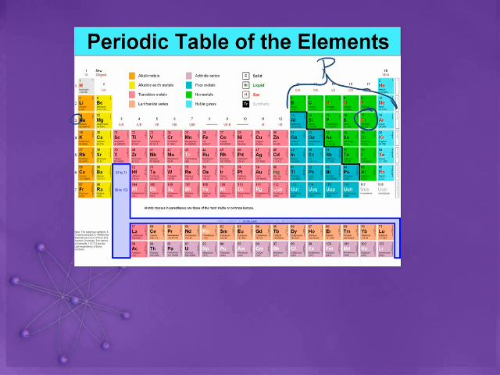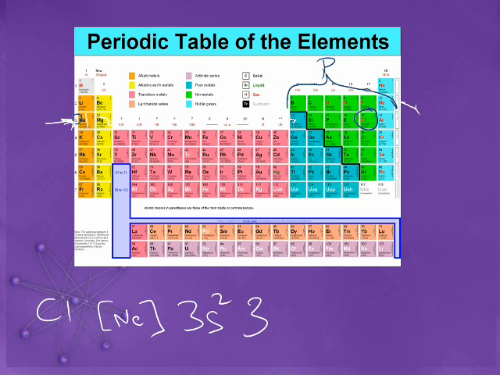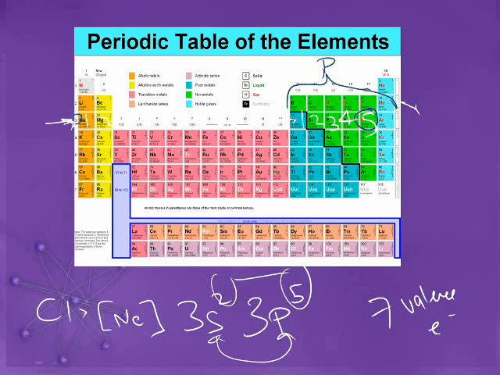Chlorine is atomic number 17. It's in the P block, and then it's in row 3. So the previous noble gas is neon. Now we have to start right after neon. It goes and fills up the 3rd energy level. We start the 3rd energy level and we go to S. Fills up 1, 2, then we go all the way over here, and this is P, so it's still in the 3rd energy level, 3P, 1, 2, 3, 4, 5, 3p5. So the electron configuration for chlorine is neon, 3s2, 3p5, 3rd energy level, S and P. Combined they have 7 valence electrons. Of course, it's in group 7 anyway.